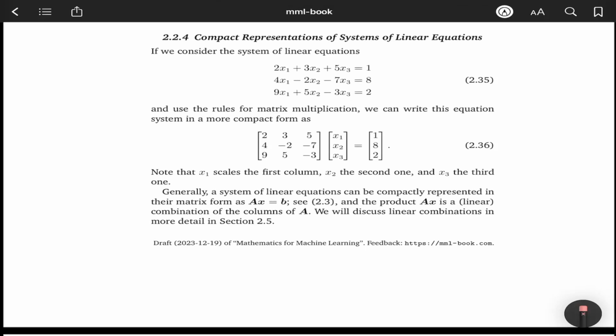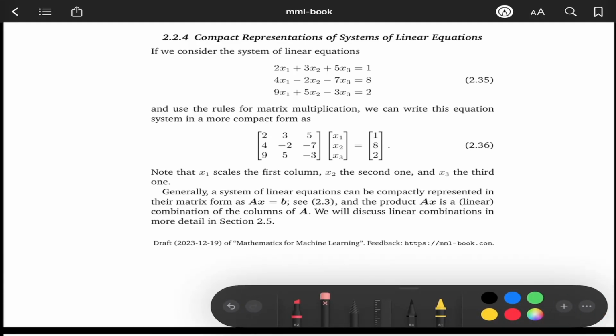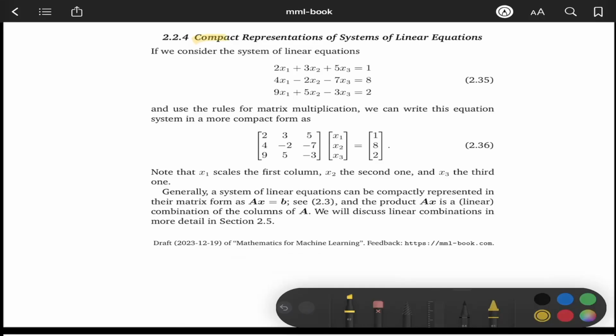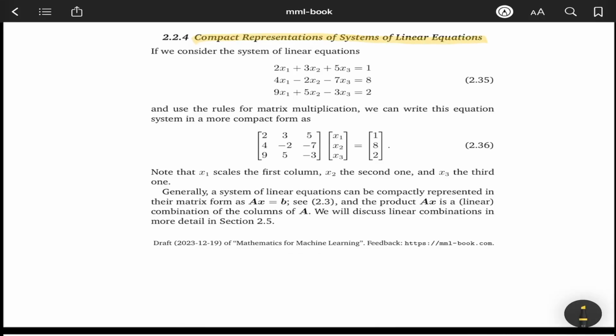2.2.4 Compact representations of systems of linear equations. Okay, so now it's about how we write it while being lazy, right? That's what compact always means, being lazy. And lazy means dense. Well, if you want to be correct, you don't skip things. That means you have to put more information into fewer symbols, which also means that reading it is harder. If we consider a system of linear equations.